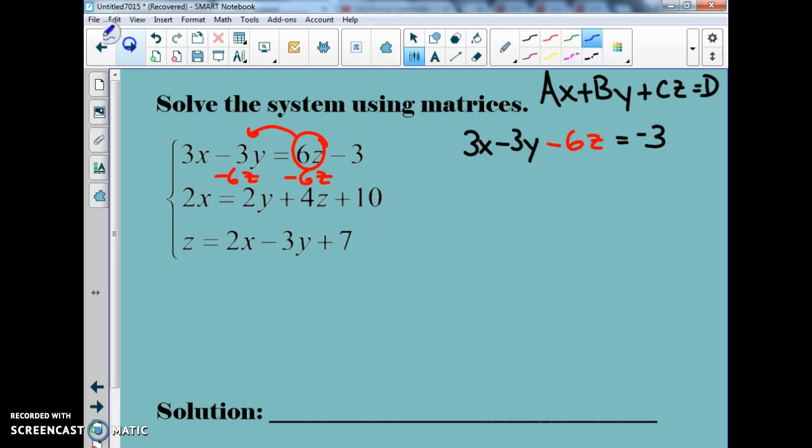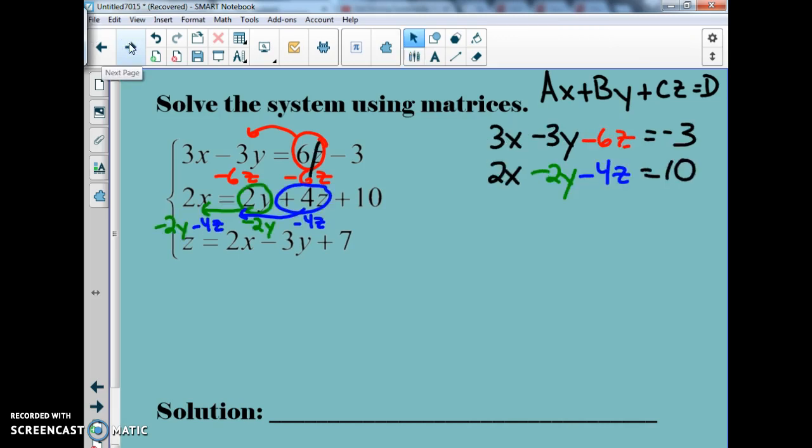Look at my second equation. I'm going to have to subtract 2y from both sides. I'm going to have to also subtract 4z from both sides. And what I get when I do that is I get 2x minus 2y minus 4z is equal to 10.